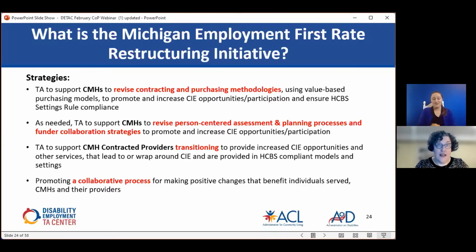So the slide highlights that focus on working with the community mental health programs on revising their contracting and purchasing methodologies, and then working with the community mental health organizations to revise their person-centered assessment and planning processes, and then working with the providers on the ground to transition from their facility-based services to their community employment-based services. Next slide.